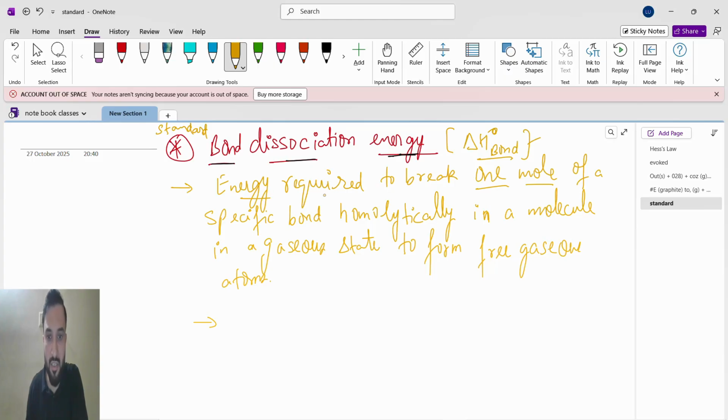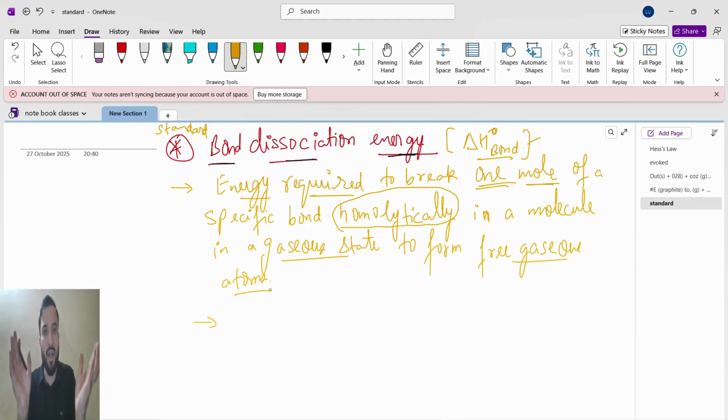So what is this, guys? Energy required to break. Standard means we will take the standard. The standard means what? 1 mole, right? Energy required to break 1 mole of a specific bond homolytically in a molecule in gaseous state to form free gaseous atoms. So a molecule which is present in the gaseous state, we will break to form free gaseous atoms. The molecule will break into atoms. Okay, so guys, here we have to see two words, homolytically and heterolytically.